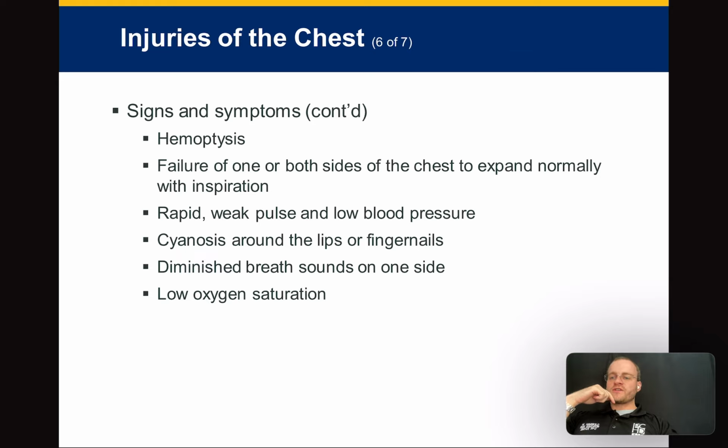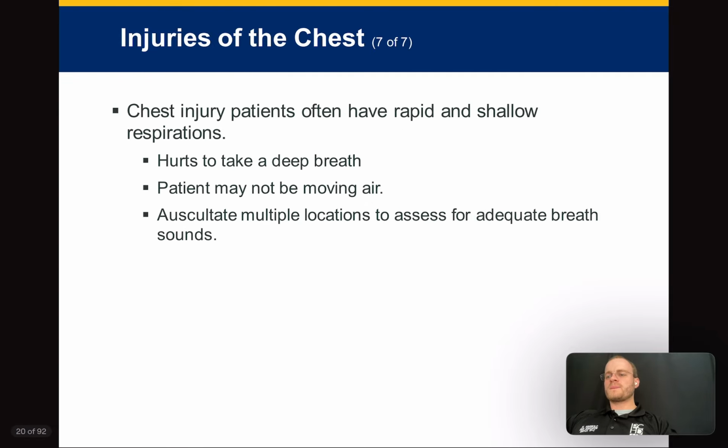Diminished breath sounds on one side. We'll talk about what that means. It means something is very wrong. Low oxygen saturation. So we'll talk about that. Those are general signs and symptoms, but we're going to talk about when the specific ones show up in a bit. And so chest injury patients often have rapid and shallow respirations, and it hurts to take a deep breath. That is like a hallmark sign of a broken rib or a contused lung or something like that. It hurts to take a deep breath. And so if you want to test this, you just ask the patient to do that. Can you take a deep breath for me? And they're going to be like, I did. And that's like nothing, right? And it's like, no, I want you to take a very deep breath. And they're not going to because it hurts too bad.